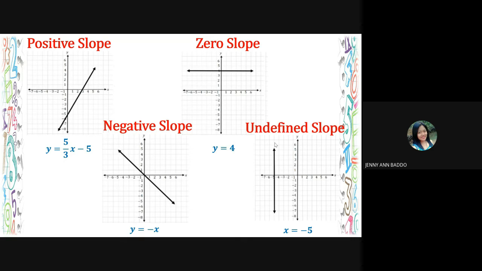Moreover, the slope of the line given the equation x equals -5 is undefined. Therefore, all linear equations in the form x equals a, where a is any number and whose graph is a vertical line, are not considered linear functions.